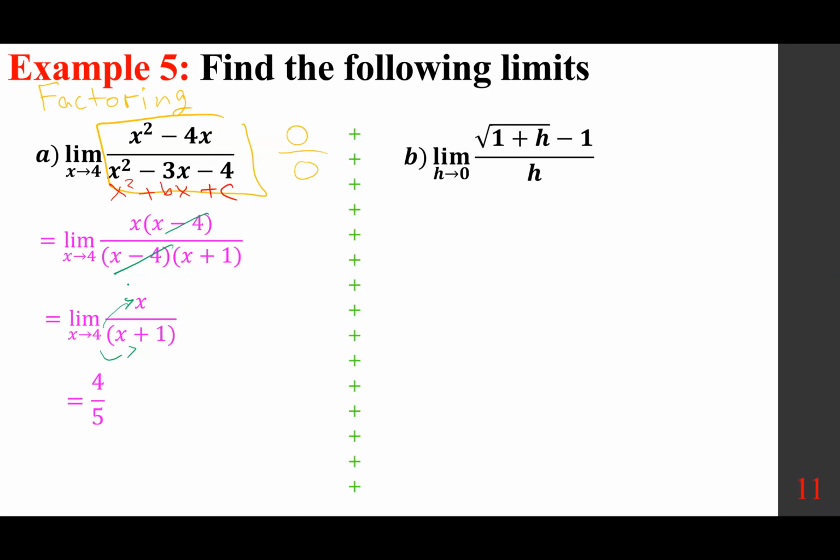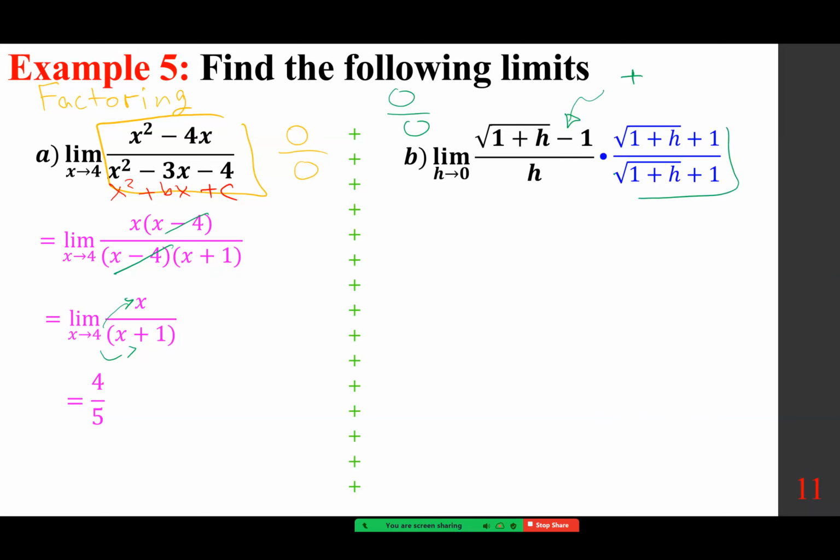Part B, what happens when we plug in? If you replace the h with 0, you get 0 over 0. Because you're dealing with the square root, you multiply by the conjugate of the numerator by changing this to a plus sign. You multiply and divide by it, and this expression is equal to 1.